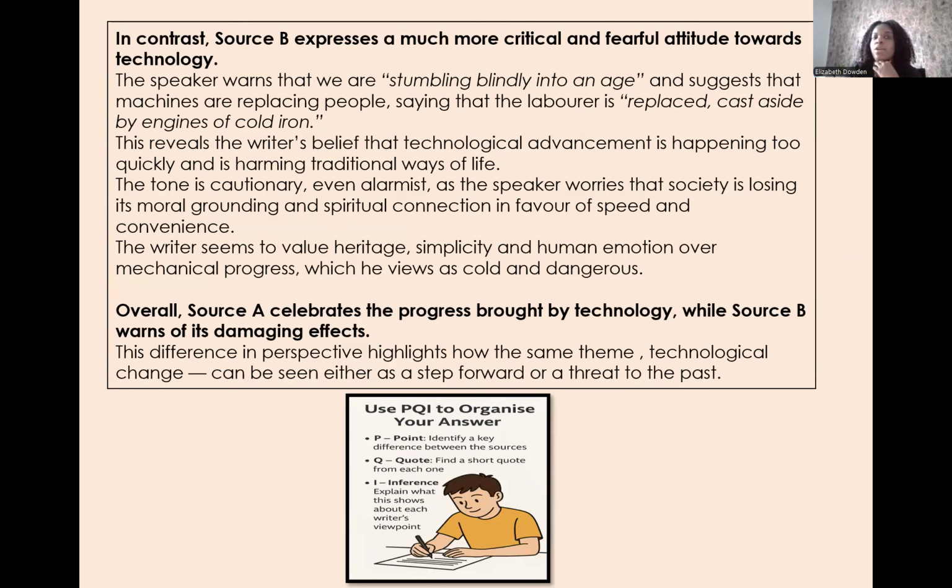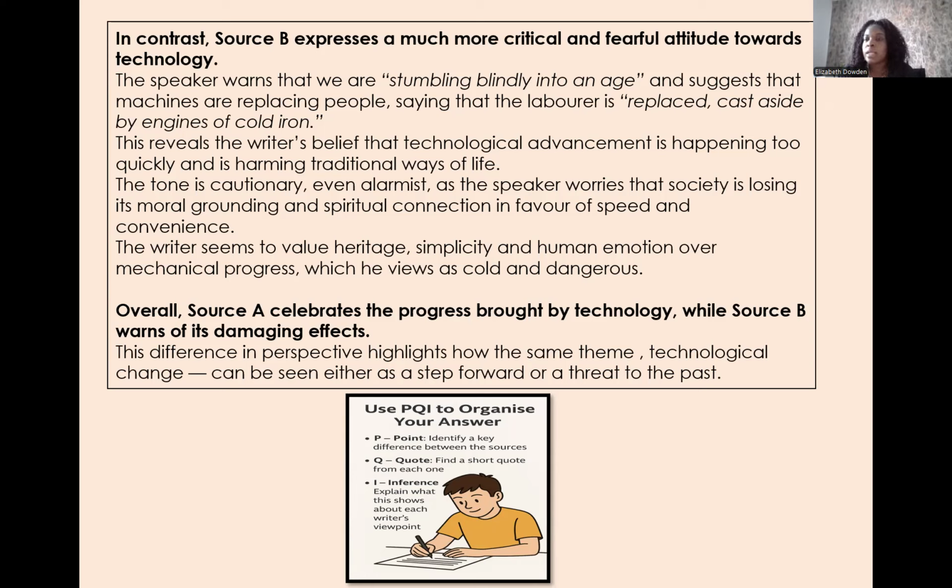Source B, you would say, in contrast, source B expresses a much more critical and fearful attitude towards technology. The speaker warns that we are stumbling blindly into an age and suggests that machines are replacing people, saying that the laborer is replaced, cast aside by engines of cold iron. This reveals the writer believes that technological advancement is happening too quickly and is harmful to the traditional way of life. The tone is cautionary, even alarmist, as the speaker worries that society is losing its moral grounding and spiritual connection in favor of speed and convenience.